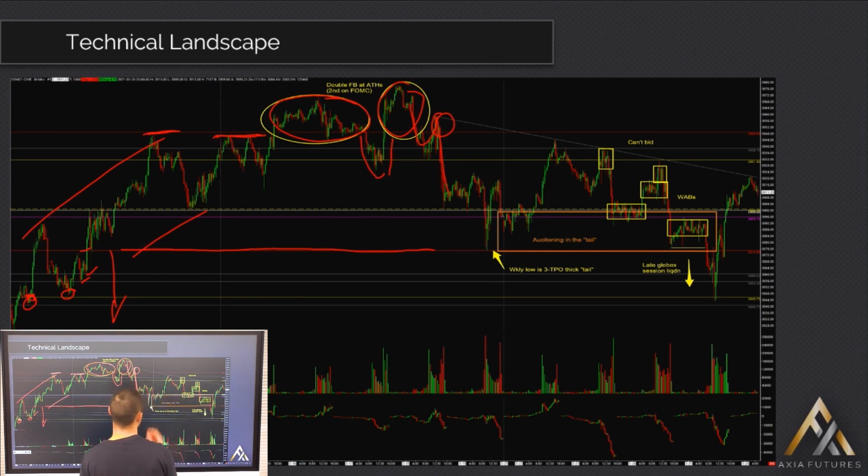Now, coming back to here, this is a 3 to 5 TPO thick tail. We've then gone in this new week, bid higher in this really vulnerable bid with no support. The market's then washed back and pretty much undone it all, gone back to the highs, and left this ugly block which it hasn't been able to bid through. It's come back down and auctioned out this block really well.